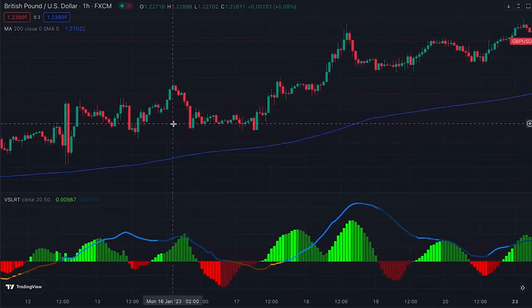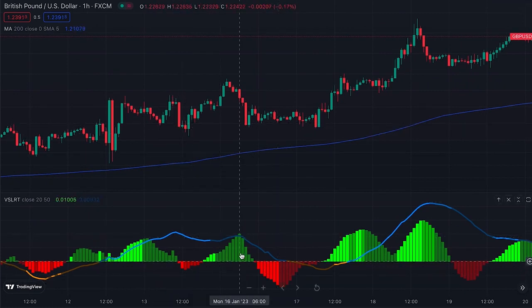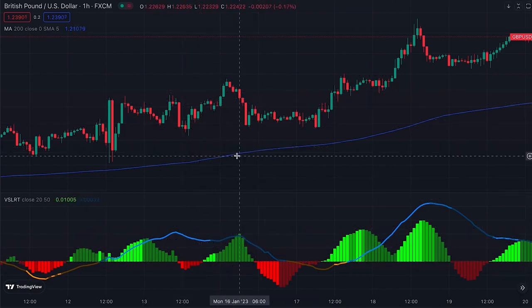Please pay attention that this is a multi-layer strategy. We are identifying different trends of the market. Short-term trend by the help of this histogram, longer-term trend by the help of this line, and relatively even longer-term trend of the market by the help of this line.